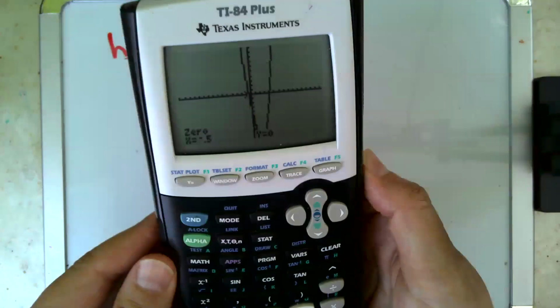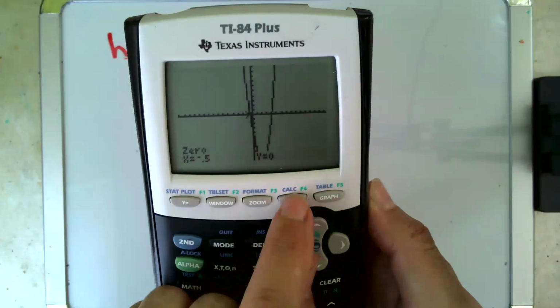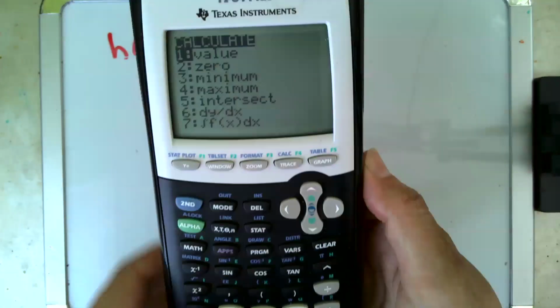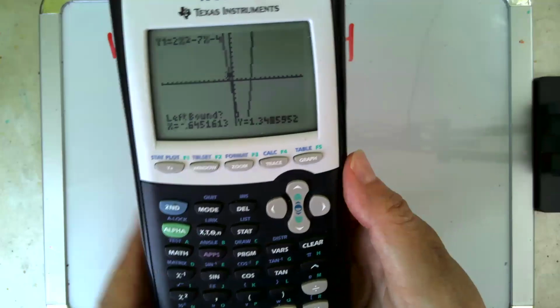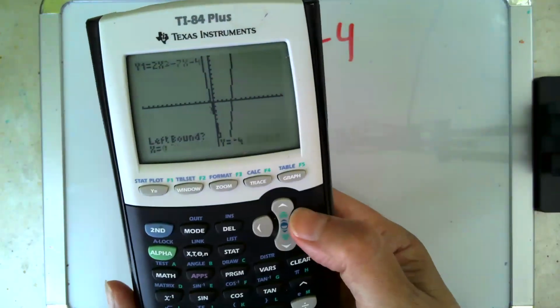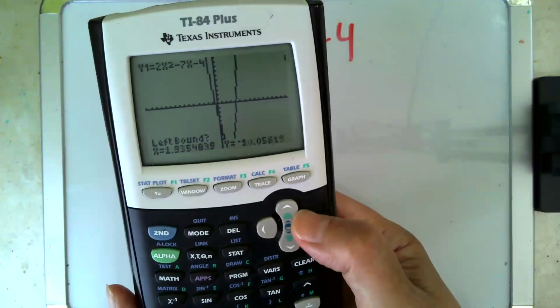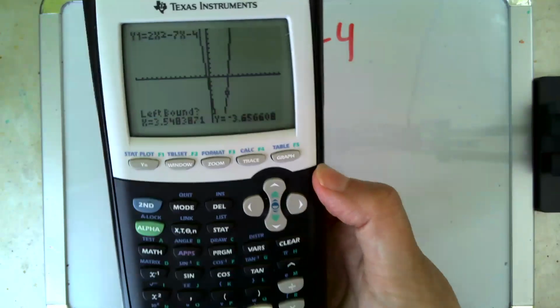Now, I'm going to do it again to find the other one. So again, where do I get that menu? That's right, calc, which I access with my blue. I'm going to get 0. Okay, it wants the left bound. So I'm going to get myself over to there. So I'm going to move on my graph until I'm coming back around. There I am. I'll call that my left bound, enter.